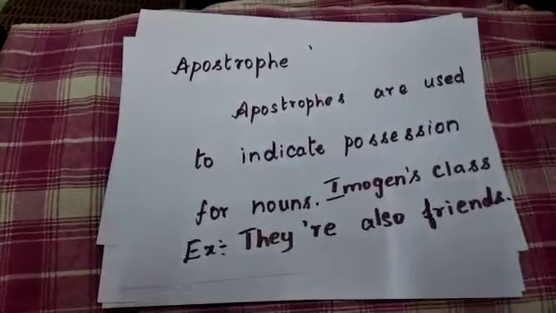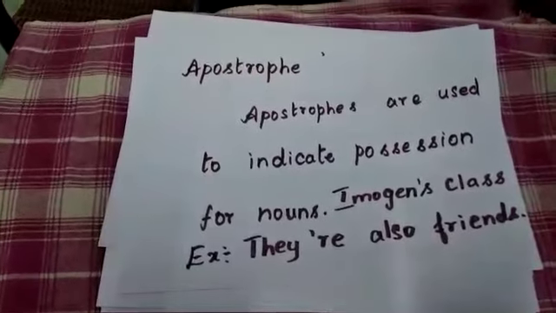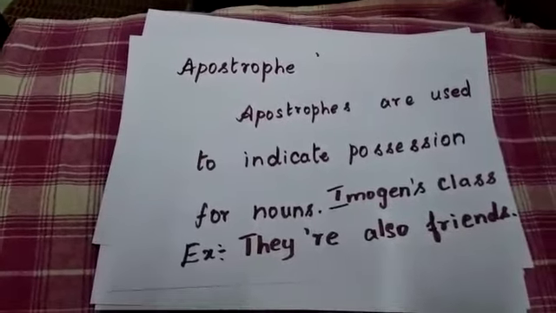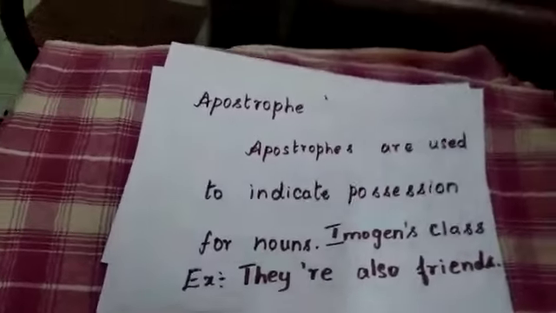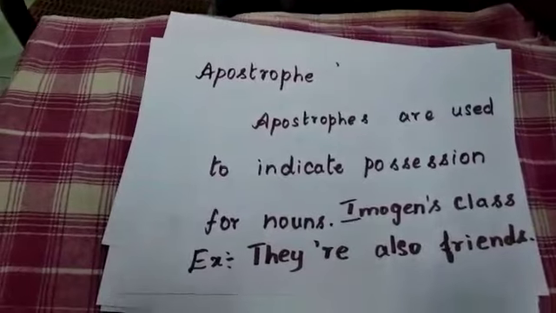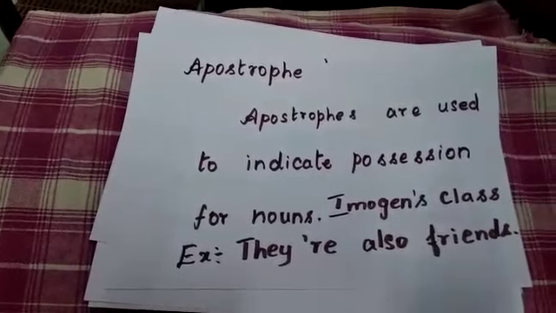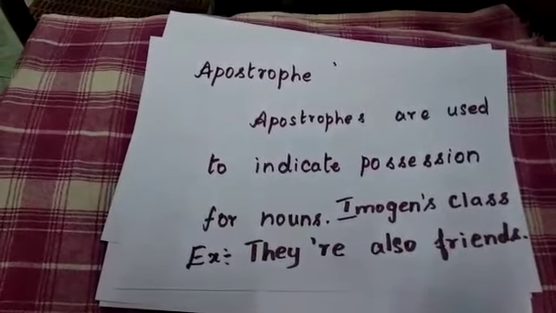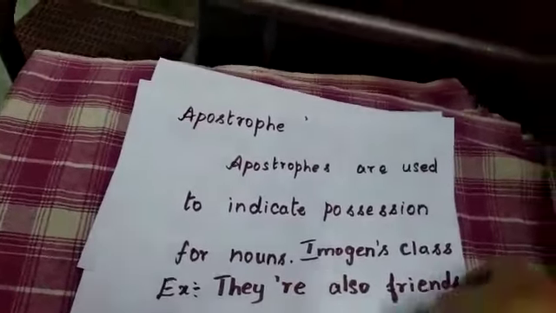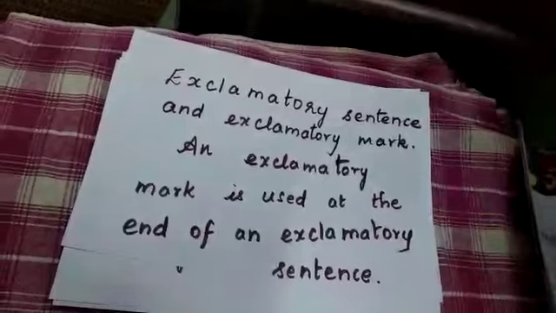Apostrophes are used to indicate possession for nouns. So Imogen's class. When I say I take a class, I'm Imogen, and when it is my class, I use an apostrophe, Imogen's class. It is also used to shorten the verbs, like are, to shorten the a, one apostrophe is used there. They're also friends. So here is where apostrophe is made use of.